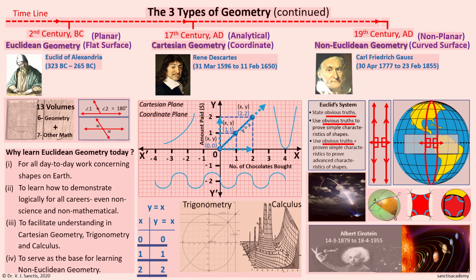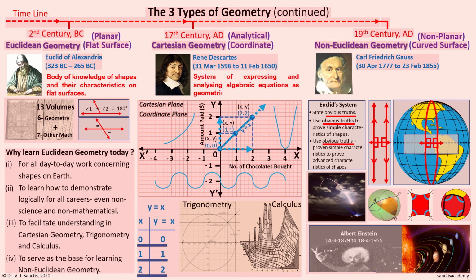Alright, we saw in the previous video and this video the three types of geometry. Number 1, Euclidean Geometry, body of knowledge of shapes and their characteristics on flat surfaces. Number 2. Cartesian Geometry, system of expressing and analyzing algebraic equations as geometric shapes and vice versa. Number 3. Non-Euclidean Geometry, body of knowledge of shapes and their characteristics on curved surfaces. And this is the present and the future of geometry.